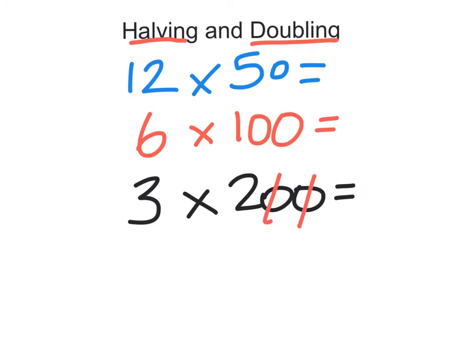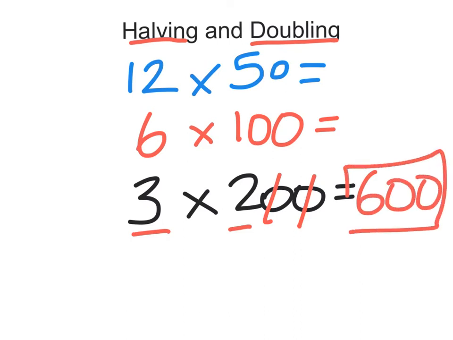I'll cross out my zeros. 3 times 2 is 6. And I tack my 2 zeros on. And there's your answer, 600. So 12 times 50 equals 600. Awesome. Should we do a tougher question now?